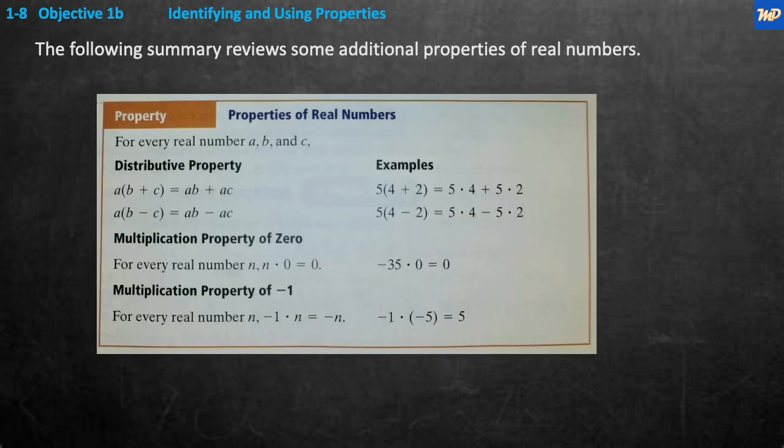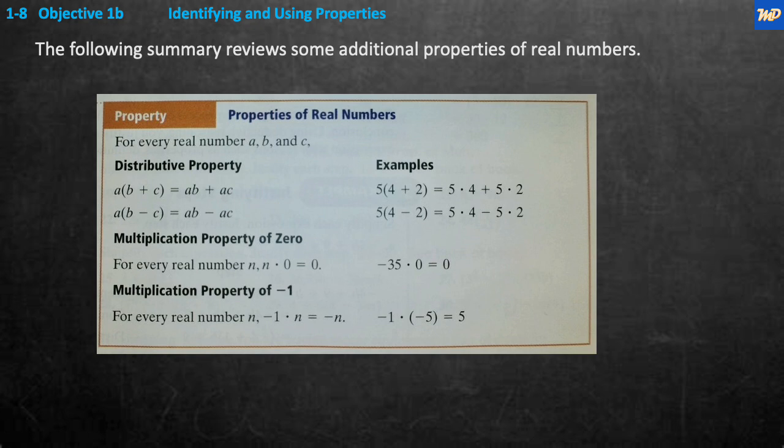Okay, now to continue on with objective 1, we'll call it 1b here, identifying and using properties. It says the following summary reviews some additional properties of real numbers. And so what are they? Okay, the properties of real numbers. For every real number a, b, and c, we're going to look at the distributive property. We've looked at that before. A times the quantity b plus c is equal to ab plus ac. Or that's the sum, okay, or the difference.